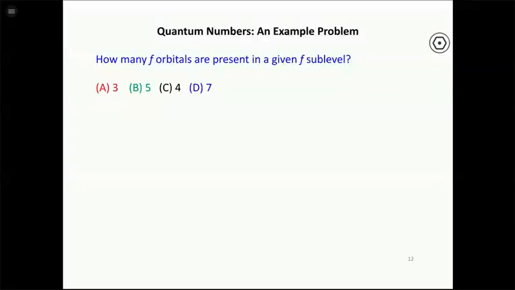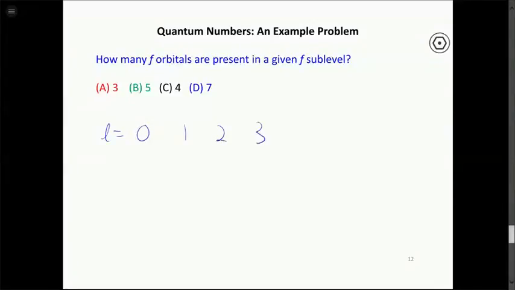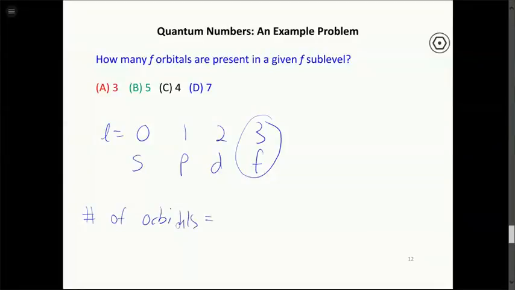Alright, so for this we need to know what the value of L is. And very often, as I said, for L we don't give you the number, we give you this letter designation. So we just have to remember these 4 primarily: S, P, D, and F. So we're talking about an F sublevel, so that means L equals 3. And as I just gave you on the last slide, the number of orbitals is 2L plus 1. 2 times 3 plus 1 is 7.